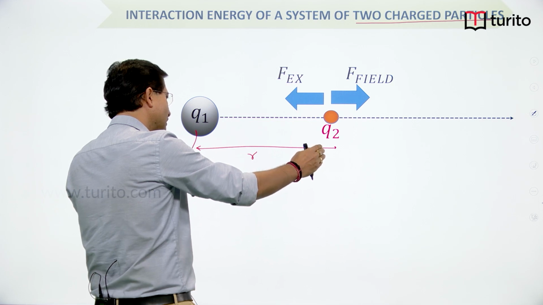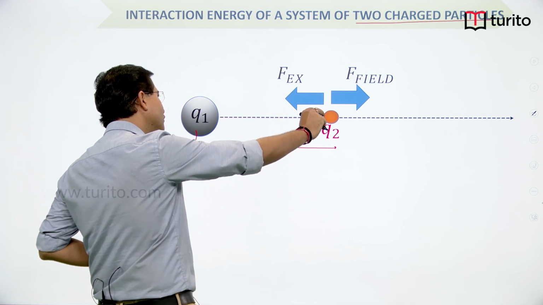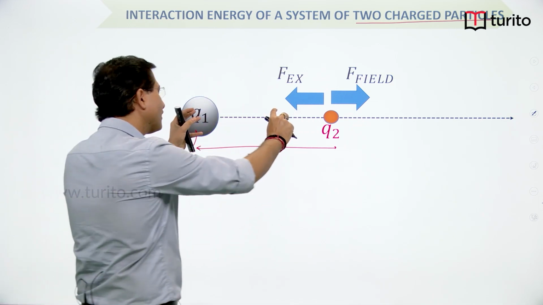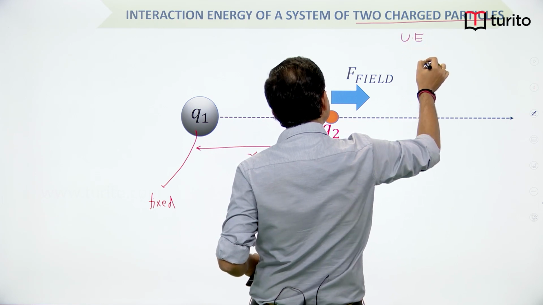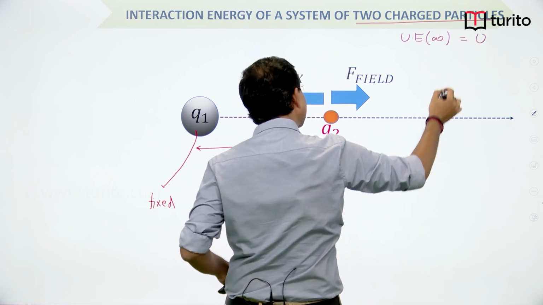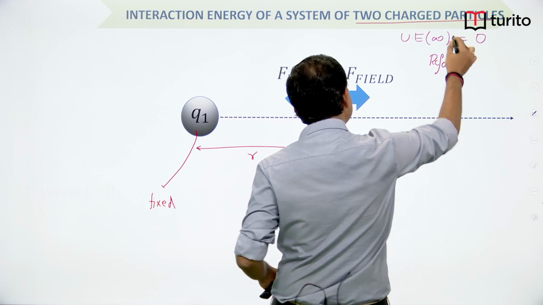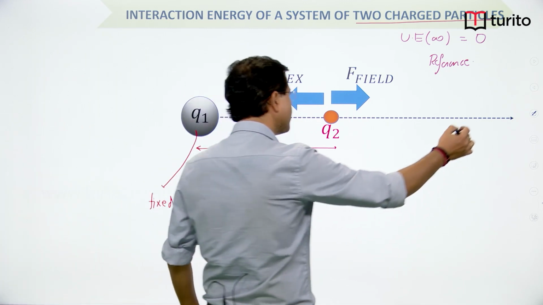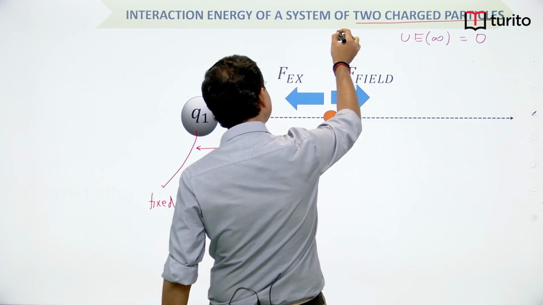for this configuration. To find the potential energy at this configuration, I am moving this particle from here till infinity, as when they are at infinite distance apart, the potential energy associated with them is 0. This we are taking as reference. So this is reference, so I can use this reference.